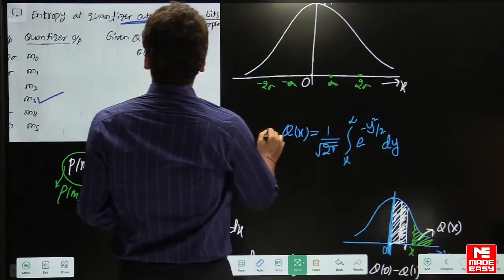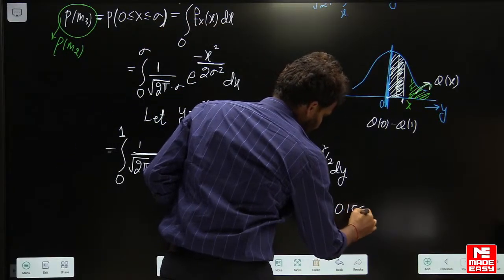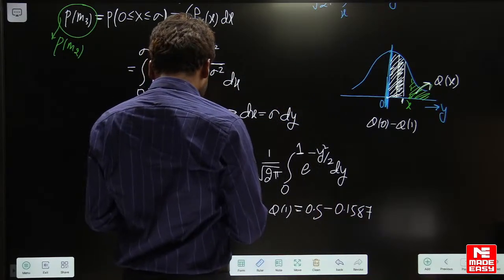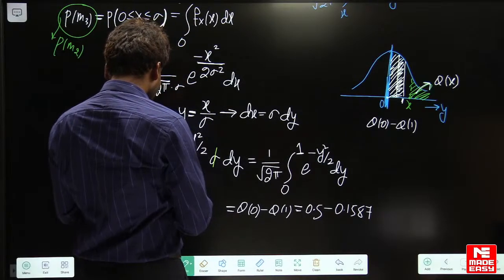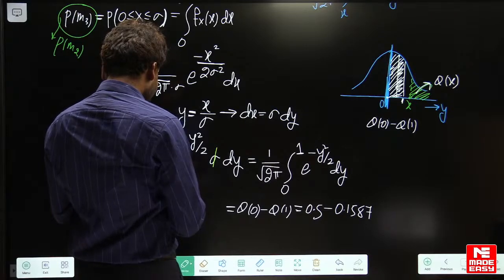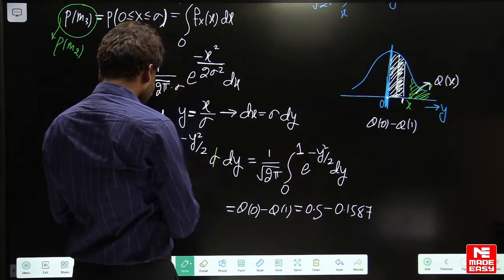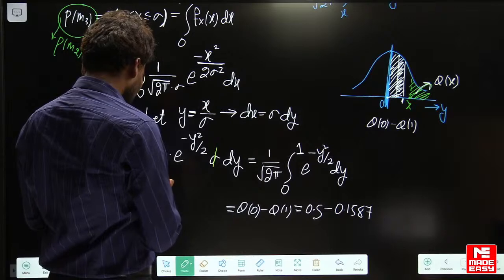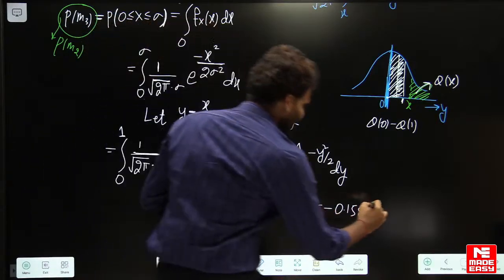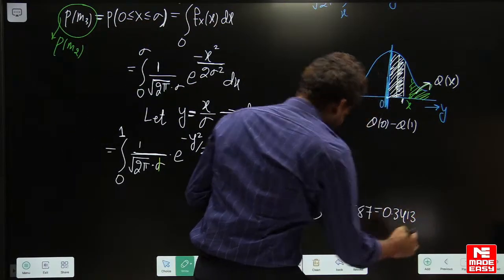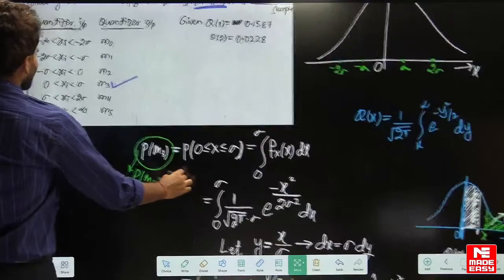What is q1 given in the question? 0.1587. So this will be 0.3413. You will get 0.3413.